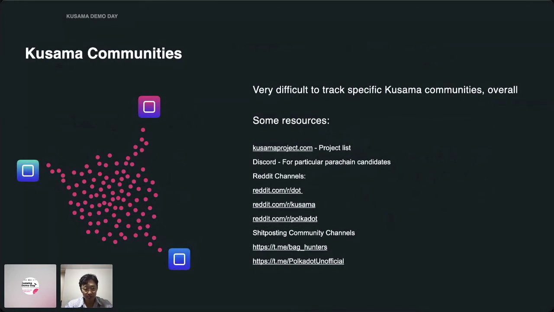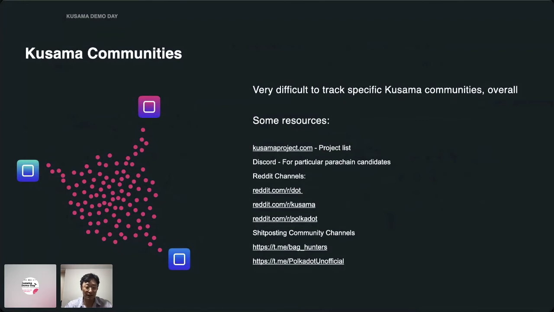However, what we did is we asked a few people internally for some of the places where Parity employees actually go to look at specific Kusama communities. Some of these resources, for example, could be kusamaproject.com for a specific list of Kusama building projects. It could be Discord for these projects that you find on kusamaproject.com, and then discussing with these projects and looking at the specific supporters of these existing Kusama projects.